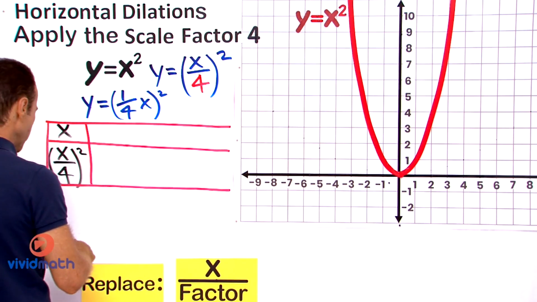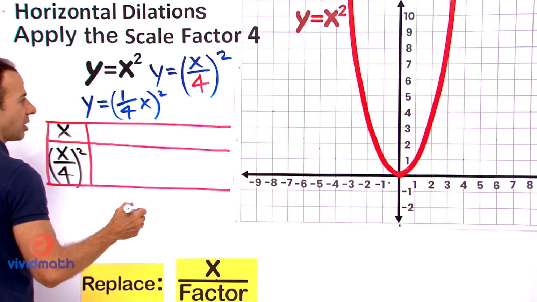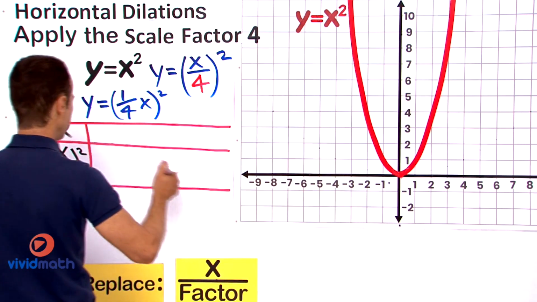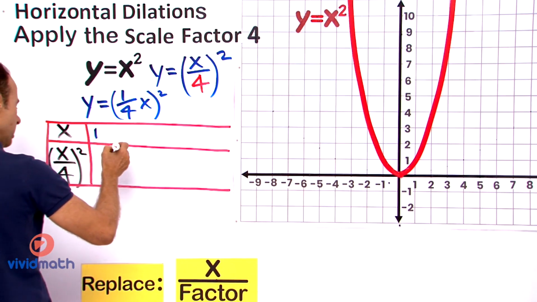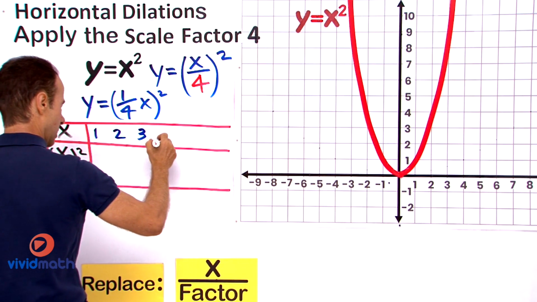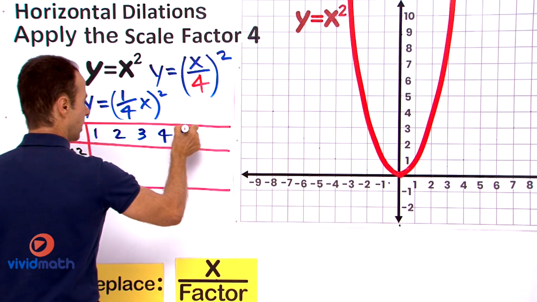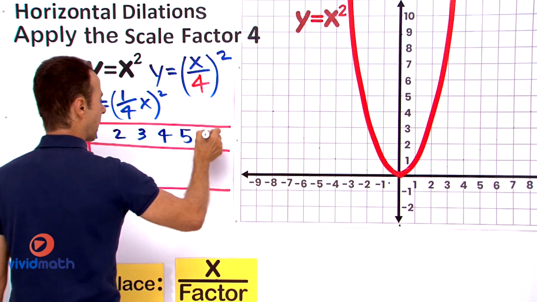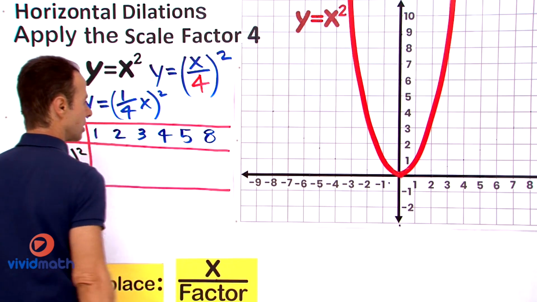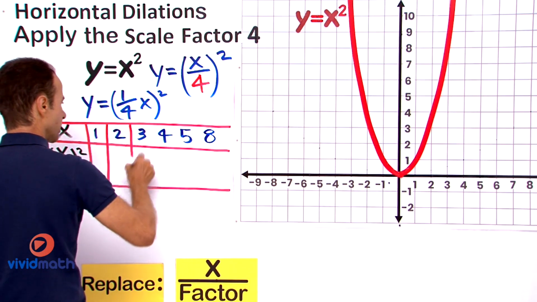The values I'm going to put in here, I'm going to start off with 1, 2, 3, 4, 5, and then I'll jump across to 8. It's pretty much the same thing. Okay, so let's put some lines in here.